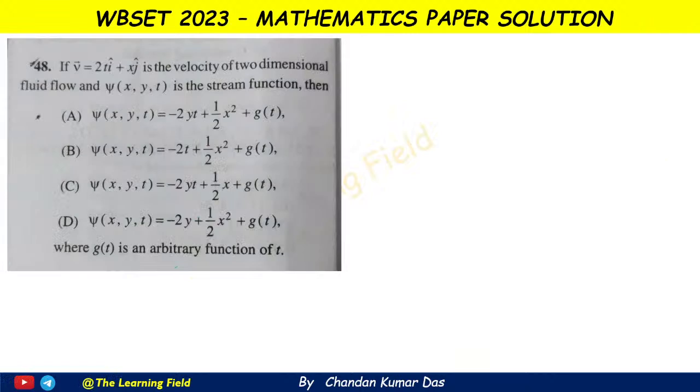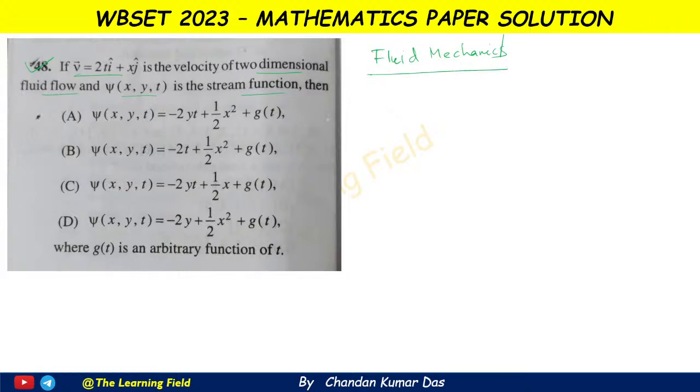The next question, question number 48, is from fluid mechanics, and the chapter is motion in 2 dimension. Now we solve the question first. The question says that if v equal to 2t i cap plus x j cap is the velocity of a 2-dimensional fluid flow, and phi x y t is the stream function, then we have to find the stream function.